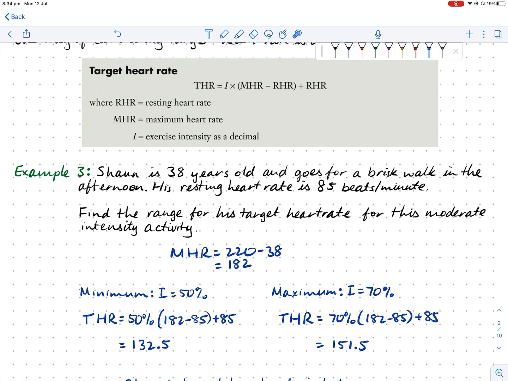So the first thing we need to do before we do anything else is calculate his maximum heart rate. So going back to the top, you might remember Sean's a guy, so his maximum heart rate is going to be 220 minus 38, which is 182. So if we're looking at a range, then the minimum intensity was 50%, the maximum intensity was 70%. So these are the values that we're going to apply.